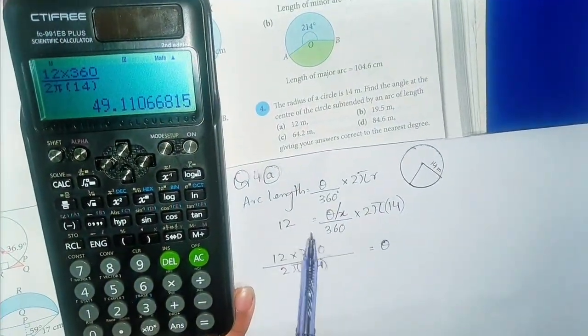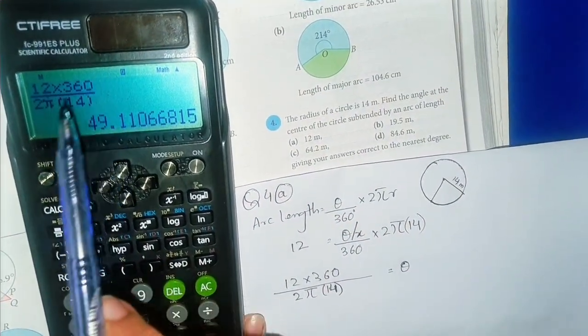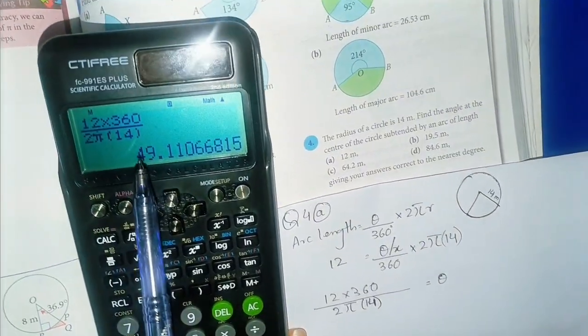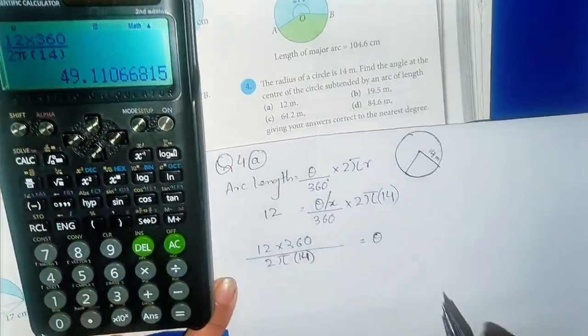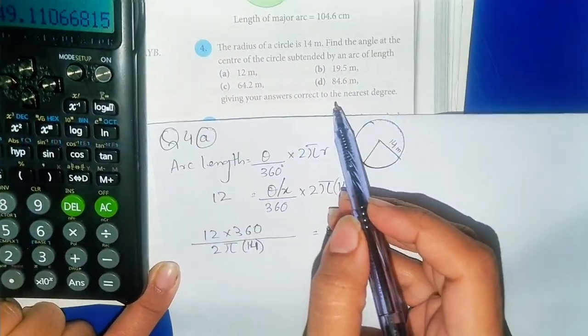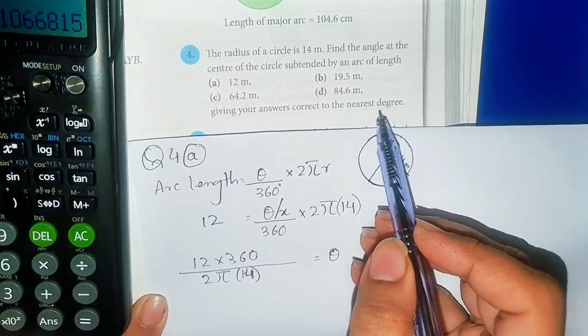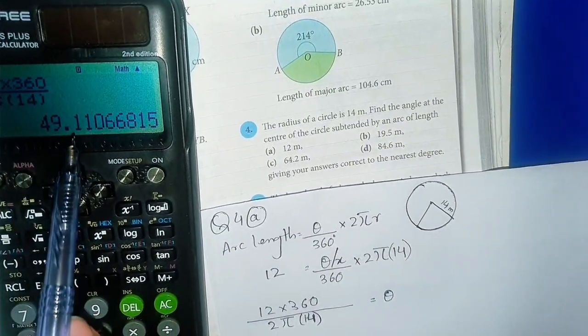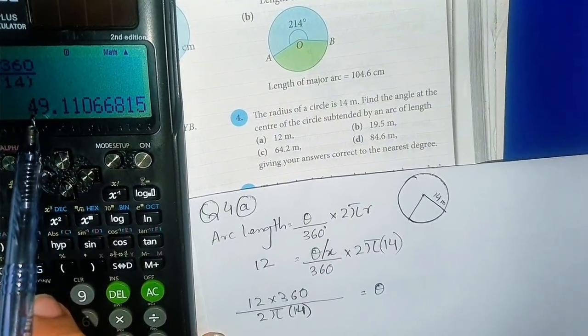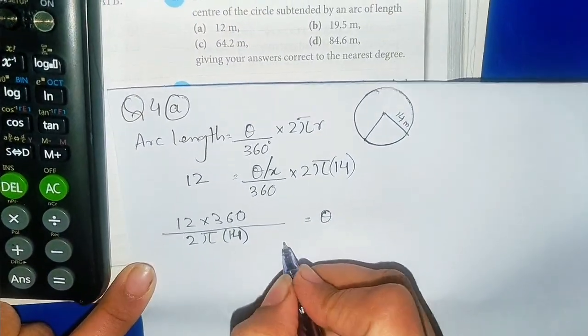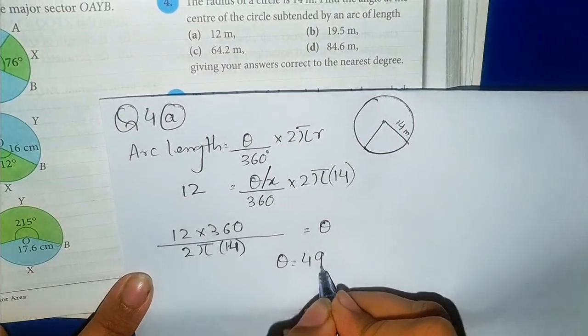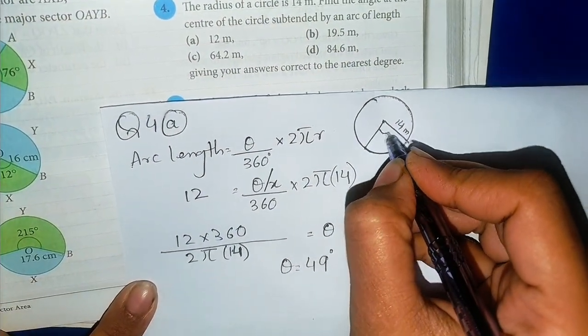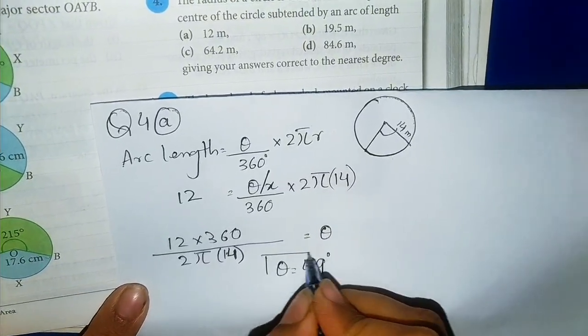See now, 12 times 360 upon 2 pi and 14, so this is equal to 49, and we are giving the answer correct to the nearest degree, so we have to round off as well, so we don't use decimal numbers, you just write 49. So theta is equal to 49 degrees. The angle in between is 49 degrees.